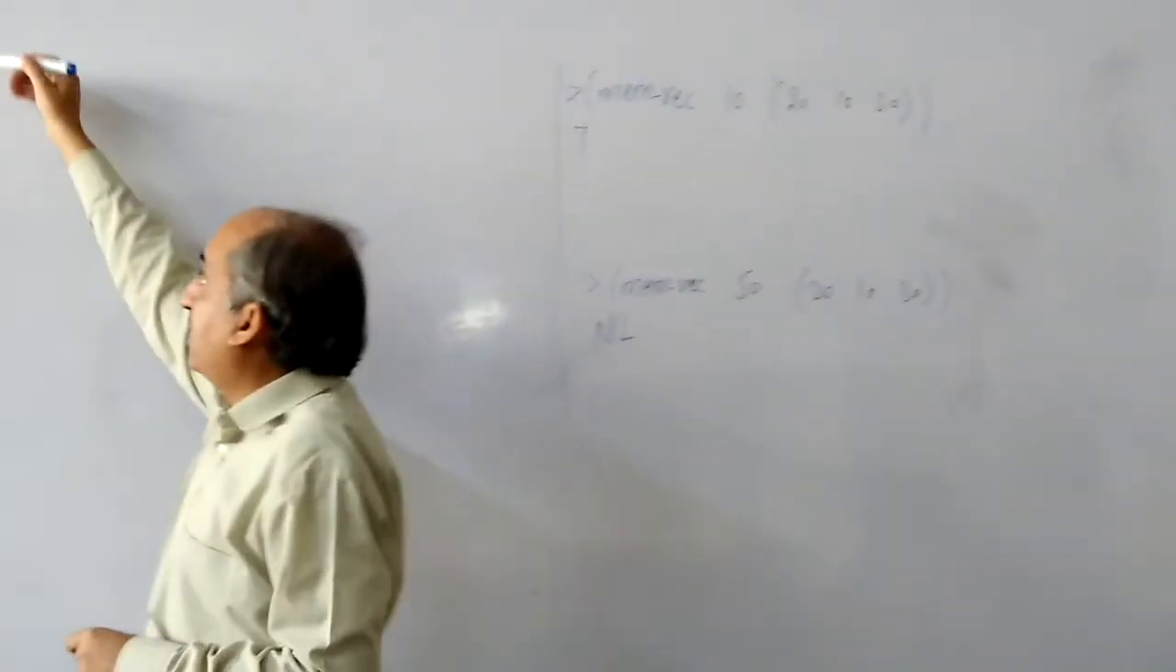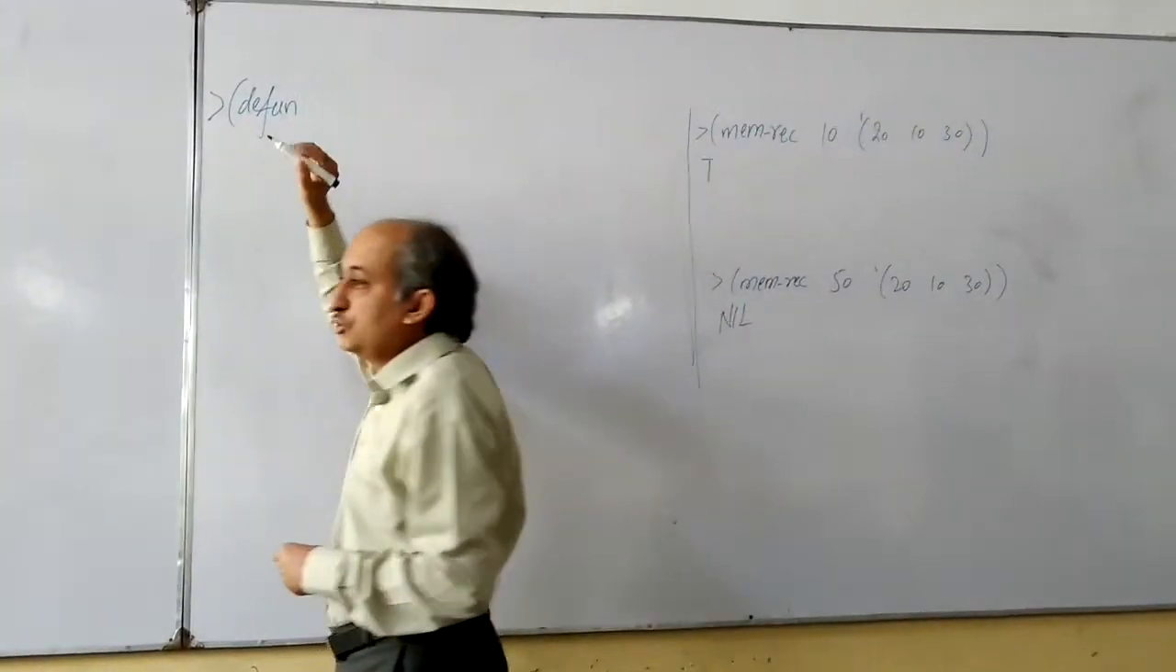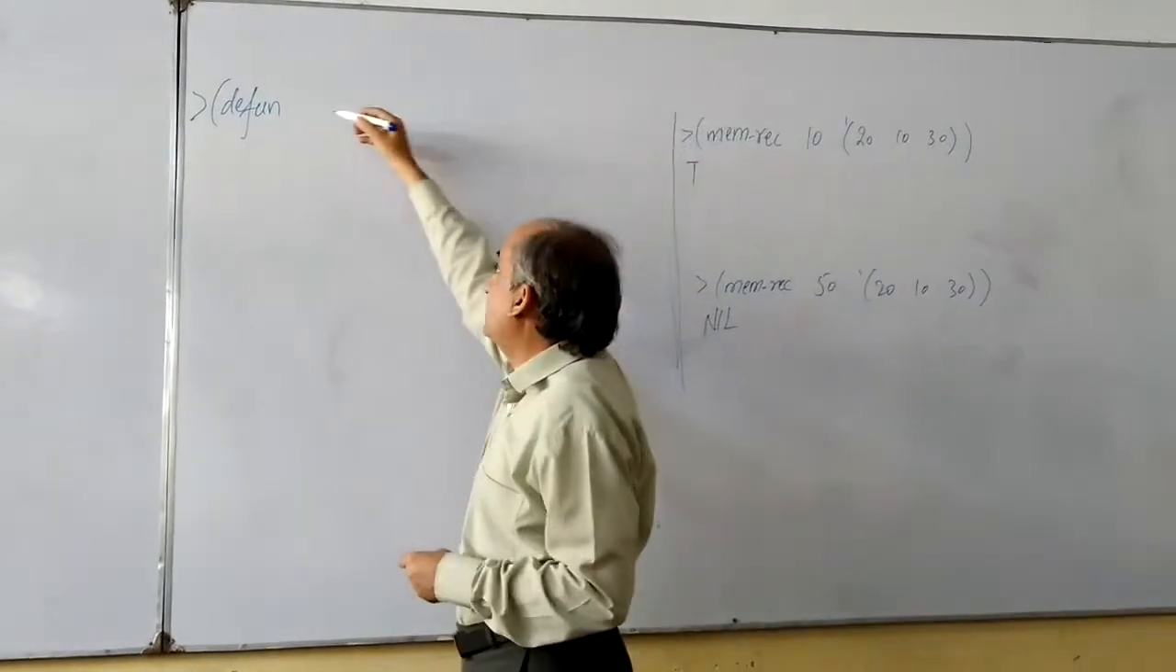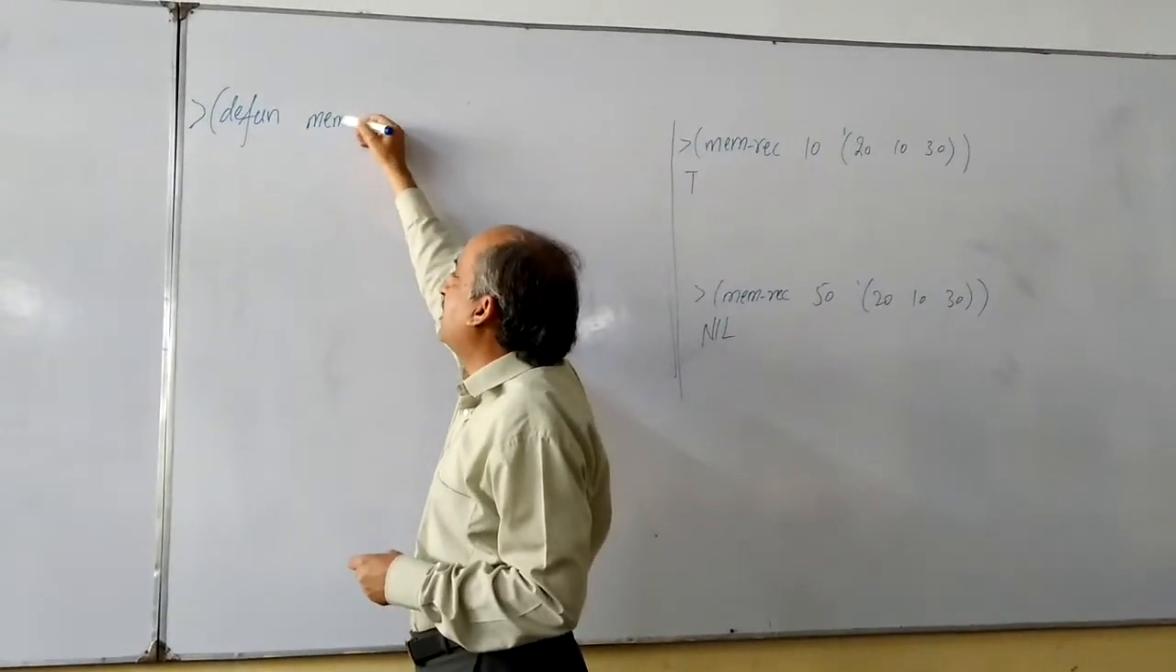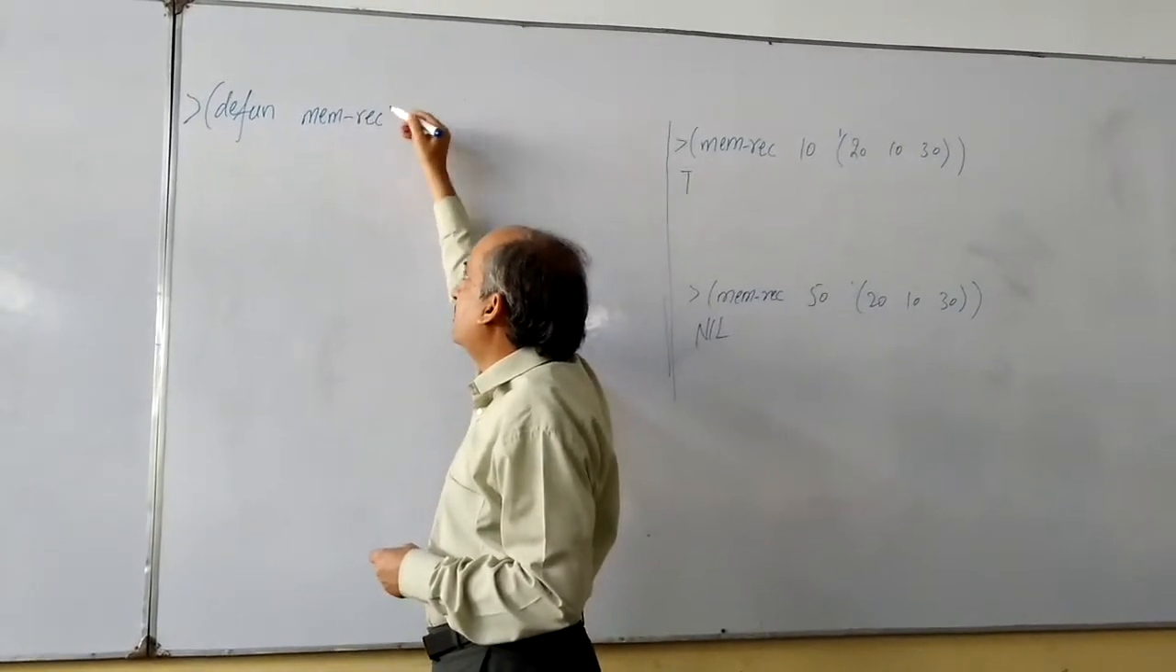In LISP, we know that a function is defined using the define command. After the define command, we should write the name of the function. It is member recursive. We can write the full, complete name, or we can write it in a short way.